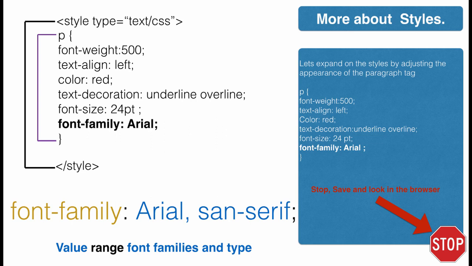Underneath your table, add in a paragraph tag, put some text into it, and then add your style for your paragraph tag in the style tags in your head.